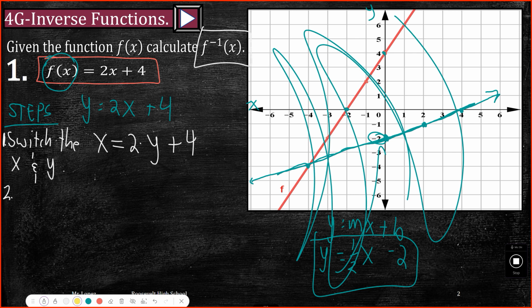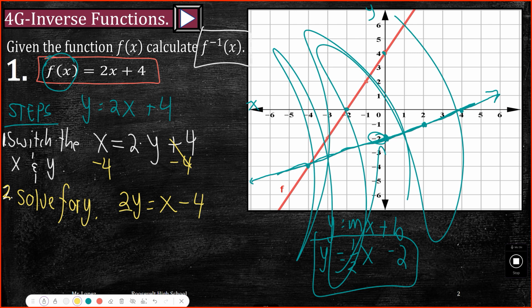Step 2 is to solve for y. Get the y by itself. So how do we solve for y here in this equation? What's the first step? Minus 4 from both sides. So I'm going to put 2y on the left and x minus 4 on the right. And now we've got one more step to get the y by itself.